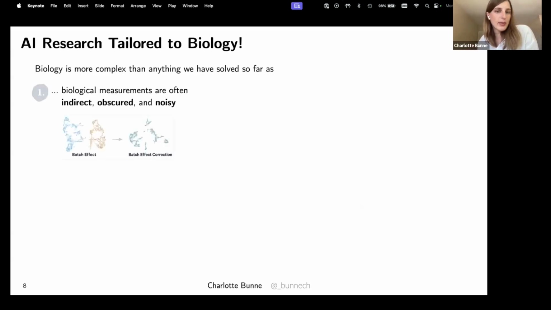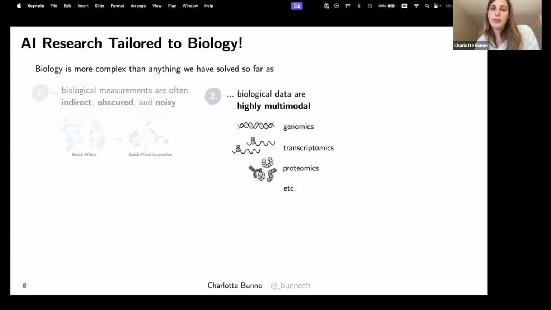On the one hand, all the biological measurements we make are always indirect, obscured, and noisy. So if I want to measure gene expression, or gene activity, it's not that I'm directly measuring gene activity often. I'm doing this via basically measuring which mRNA is present in the cell, right? So this is an indirect measurement. Then of course, if I take measurements across different days, across different samples, I always have to deal with a lot of batch effects. So they are very distinct noise sources we need to take care of.